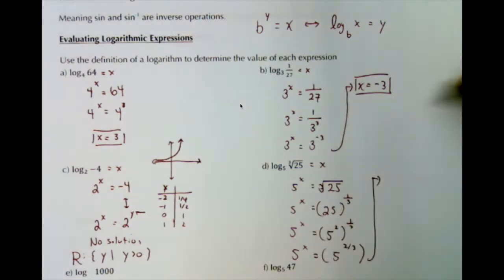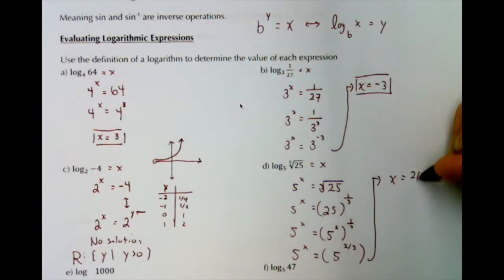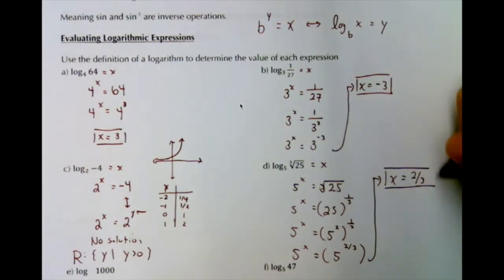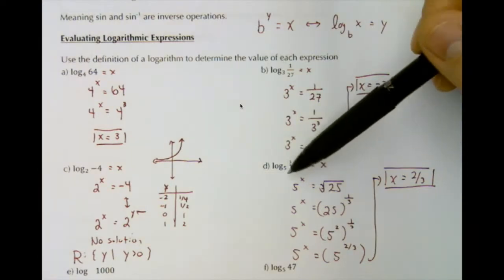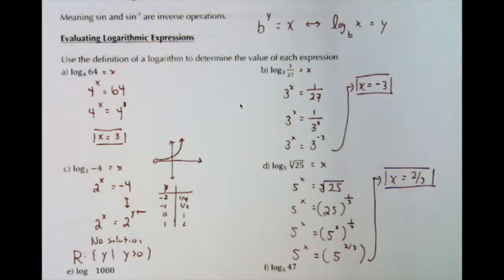And now we can equate the exponents. X equals 2 over 3. So the question was, to what power do we have to raise 5 to get the third root of 25? And the power, or the exponent, is 2 over 3.